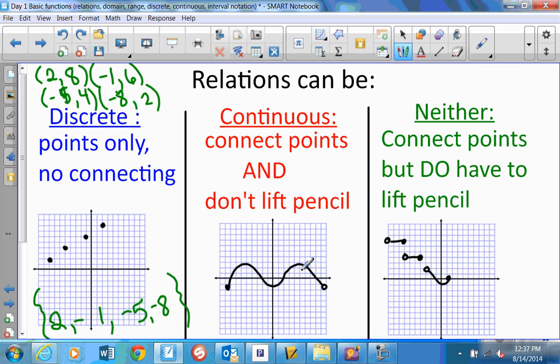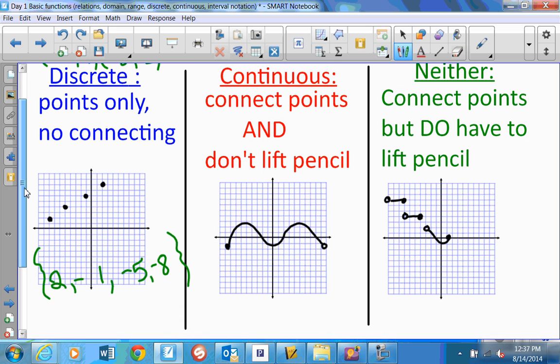Well, if I can connect them, then it's a continuous function. One thing, because it looks continuous, you never lift your pencil. Once you start, you never lift it. But let's think about what that means, too.